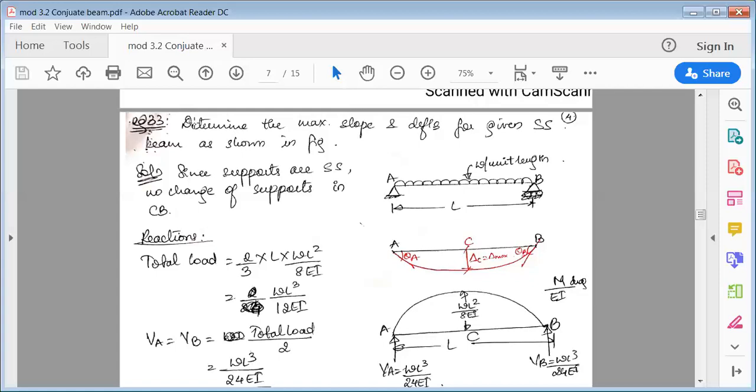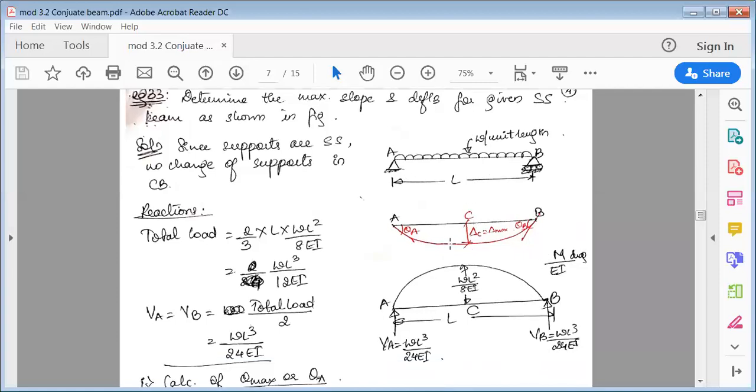Determine the maximum slope and deflection for the given simply supported beam as shown in the figure. It is a simply supported beam with a UDL, W per unit length. After this, draw as usual the deflected shape of the beam. This red mark is the deflected shape of the beam. Deflection is maximum at the center and the rotation is maximum at A and B. After this, as it is symmetrical, because if you cut this section here and flip this over, it would still be the same. So it is symmetrical.